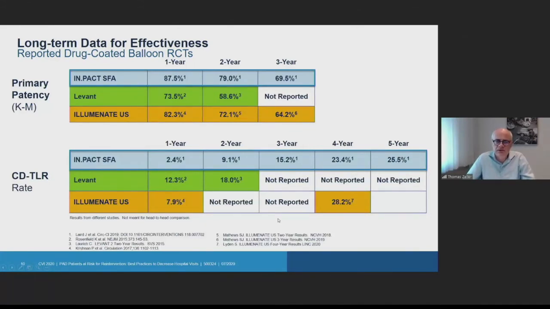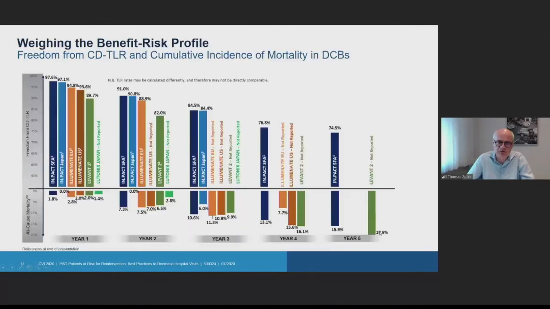If you look into the long-term data of effectiveness of DCB in TASC A and B lesions, which are usually not considered as being at high risk for restenosis, we can see that primary patency is, I would say, very good. At 1 year, it's slightly decreasing up to 3 years. And the same holds true for reintervention rate. There are some differences between the brands that are available commercially in the US.